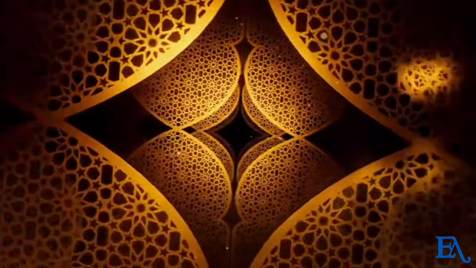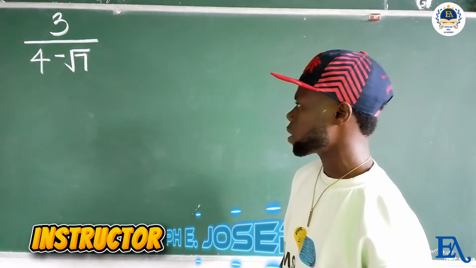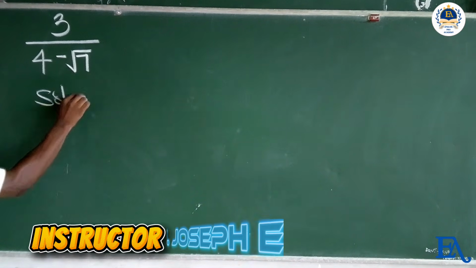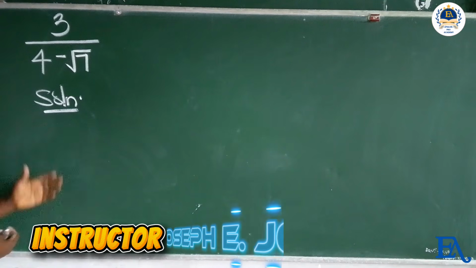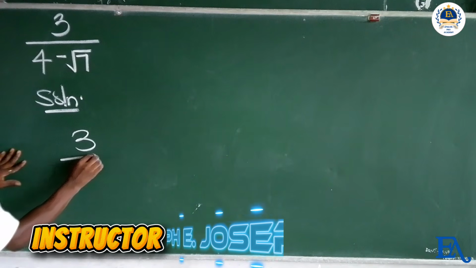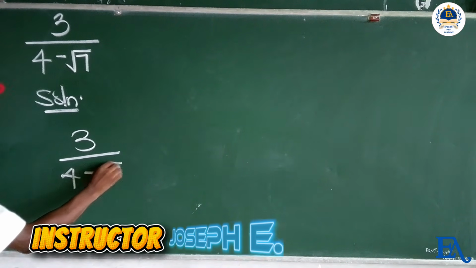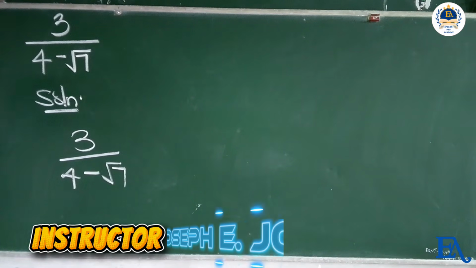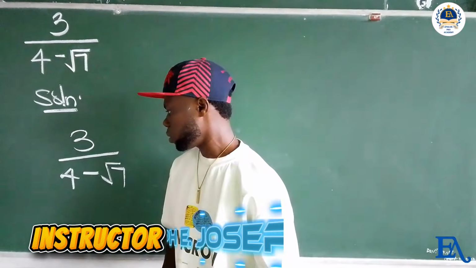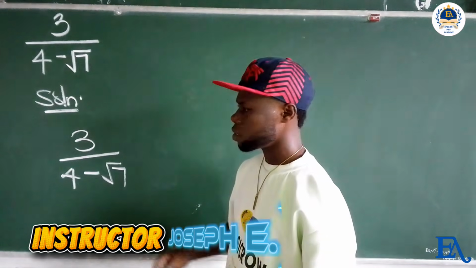The question is 3 all over 4 minus root 7. Solution. First, let me rewrite the question on the board. 3 all divided by 4 minus root 7. Now, considering the denominator of this expression on the board, we have 4 minus root 7.